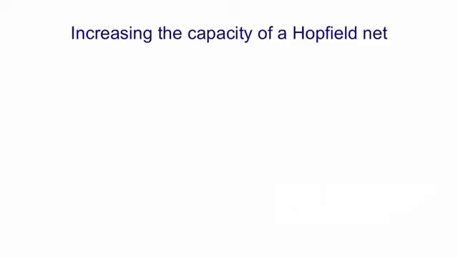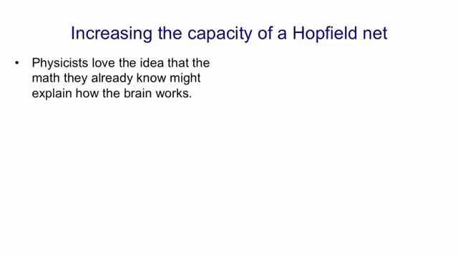Before we get to that, I want to talk a little bit about ways that physicists discovered for increasing the capacity of a Hopfield net. As I said, this was a big obsession with the field. I think it's because physicists really love the idea that math they already know might explain how the brain works. That means postdoctoral fellows in physics who can't get a job in physics might be able to get a job in neuroscience.